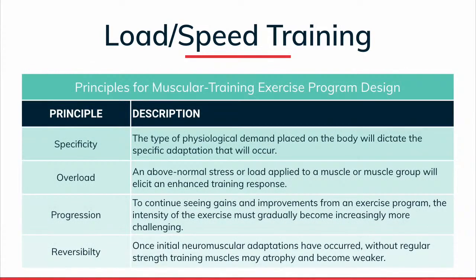All right, so I talked about the principles just a little bit earlier in regards to the principle of reversibility. But I feel that the principles, maybe you've learned this back in your biomechanics courses or when you were reading through a lot of the text, but it's great to reiterate. So if we start with this muscular training exercise program design, we have different principles. The principle of specificity is that type of physiological demand, that outside force that is placed on the body, and it requires specific adaptations. The overload principle is an abnormal amount of stress or force applied to the body or that muscular group that elicits some type of an enhanced training response.